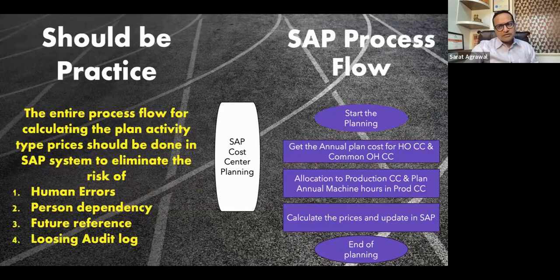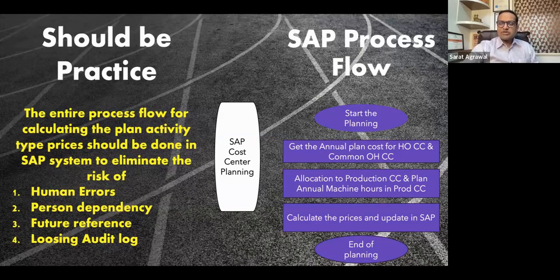Now, what should be the practice? The entire process flow for calculating the plan activity price should be done through the SAP system, and it eliminates the risk of human error, and gives future references and an audit log, and most importantly, it is person independent. So once we set the process, we have an SOP, anyone can follow the SOP and run the show. It is not dependent on one or two persons for doing the entire cost center planning or the costing of the machine hour rate or the labor hour rate.